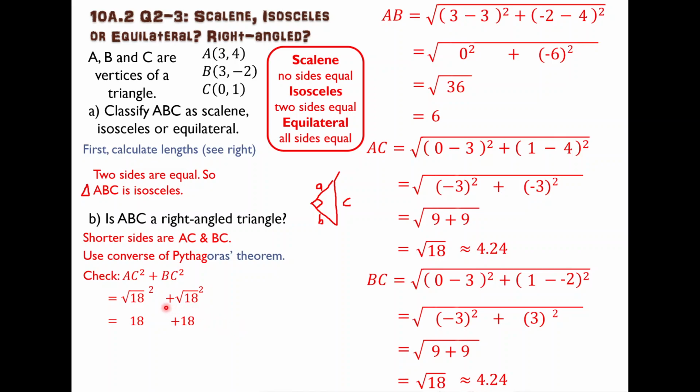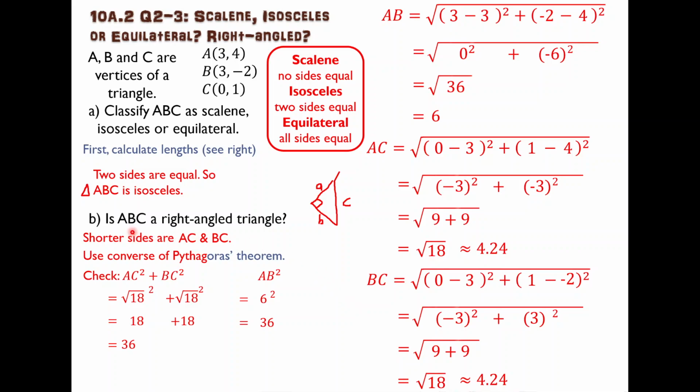On the next line, this is really easy to figure out. 18 plus 18 is 36. So that's our a squared plus b squared in this diagram. What about the c squared? What about the hypotenuse? Well, if this is a right-angled triangle, then the hypotenuse would be AB. So let's check AB squared. AB is 6, and the squared I'll copy down, which equals 6 squared, 36.